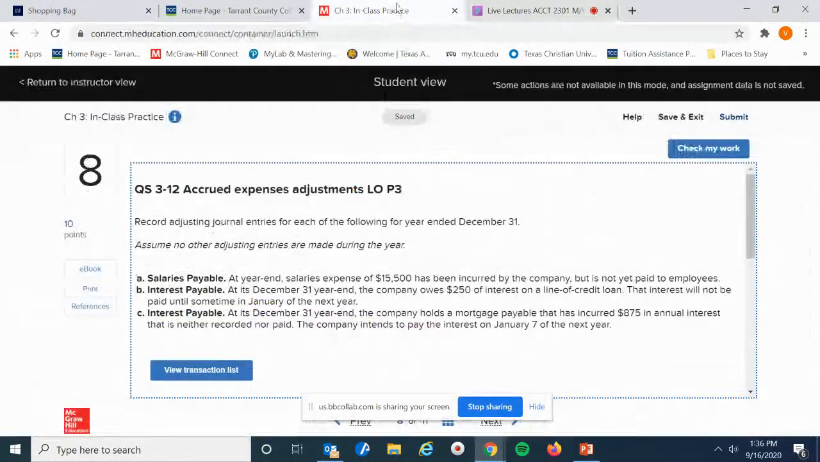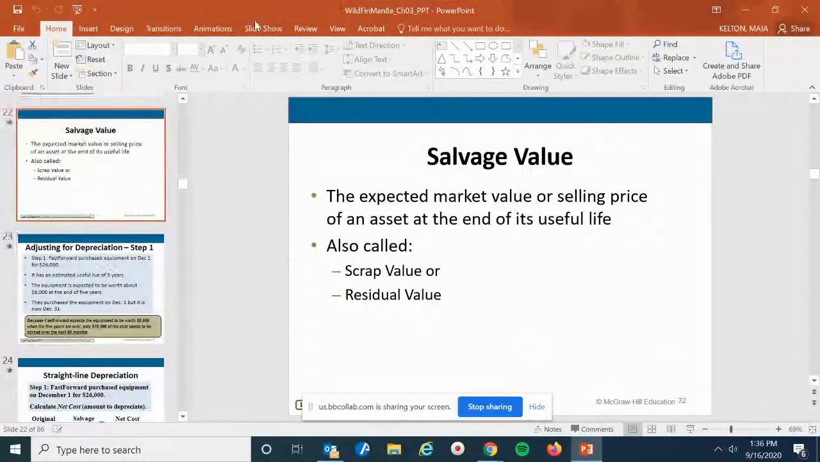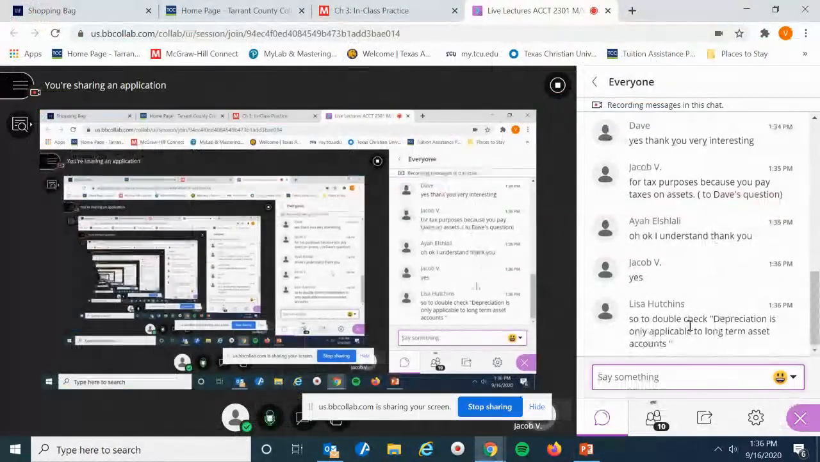All right, so let's go back to the depreciation piece. We already talked about that. Maybe there's another question. Hold on. So to double check, depreciation is only applicable. Yes, we depreciate only long-term tangible assets. What do I mean by tangible? Can you guys tell me? What's a tangible asset?